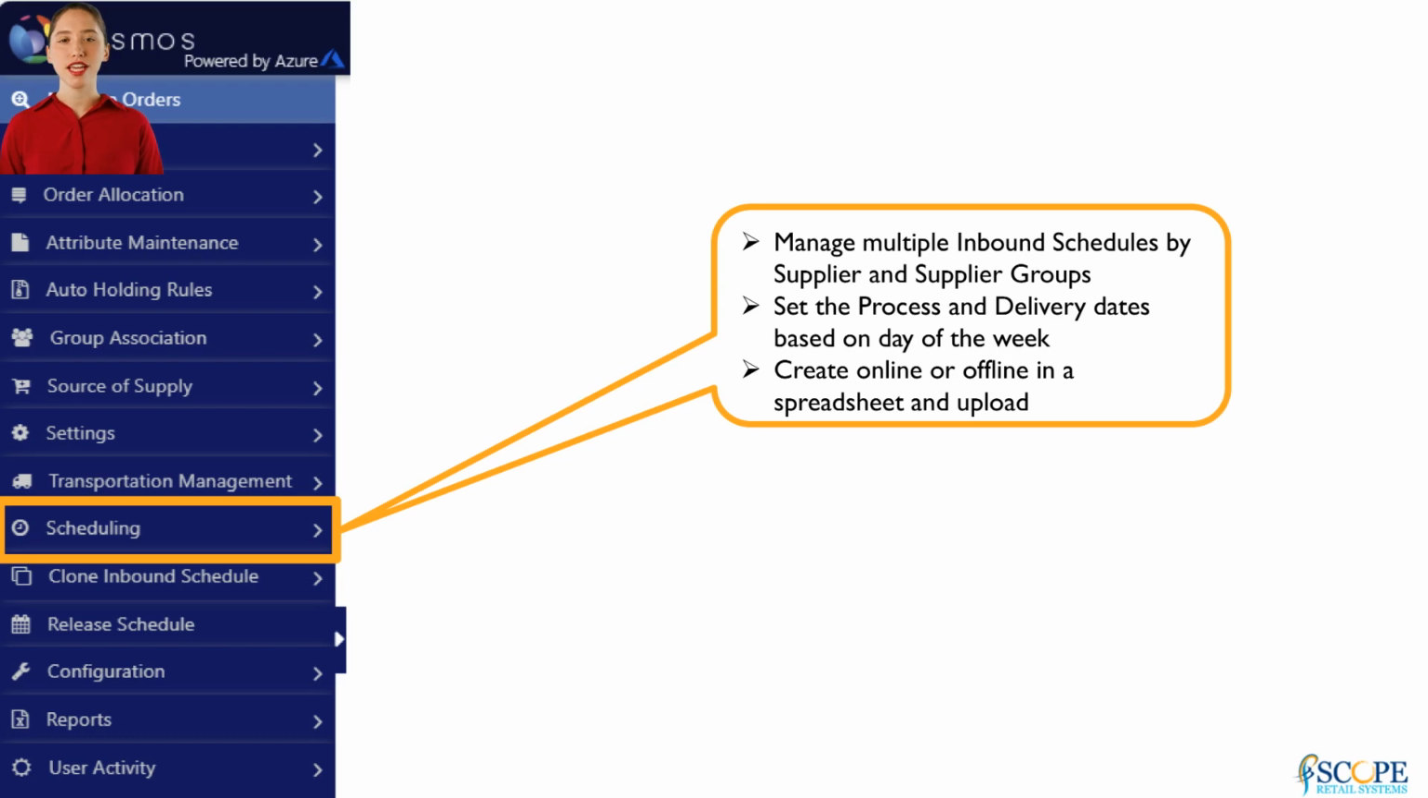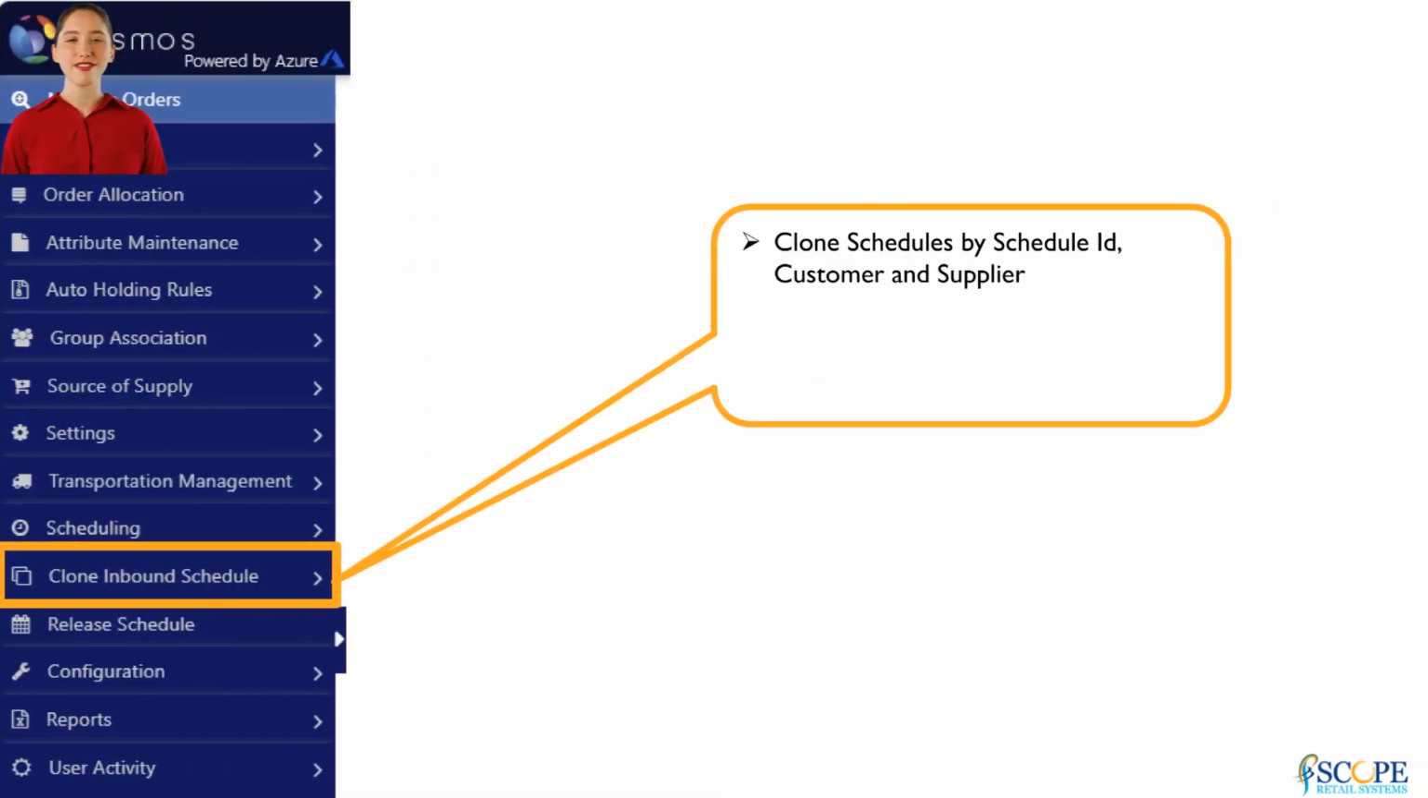Inbound schedules define the schedule of the orders that are inbound into Cosmos from the customer. They are also used to monitor missing orders. The inbound schedule determines the process and delivery date to be applied for the order. A handy feature to easily copy and paste existing schedules to build new ones.